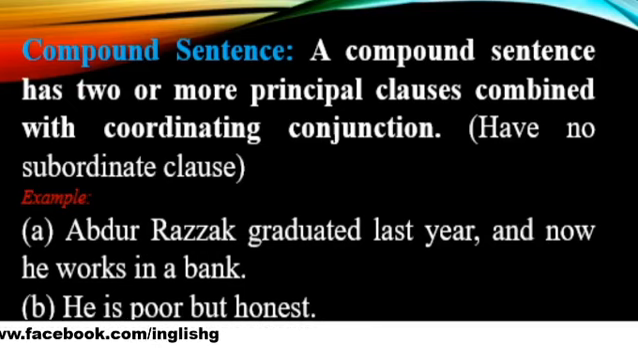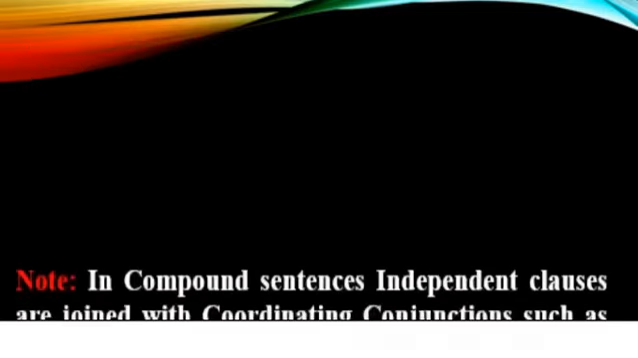Another example: he is poor but honest. Actually, this sentence is: he is poor but he is honest. Here, both are principal clauses joined with the coordinating conjunction but. So it is a compound sentence. Let's go to the next point.